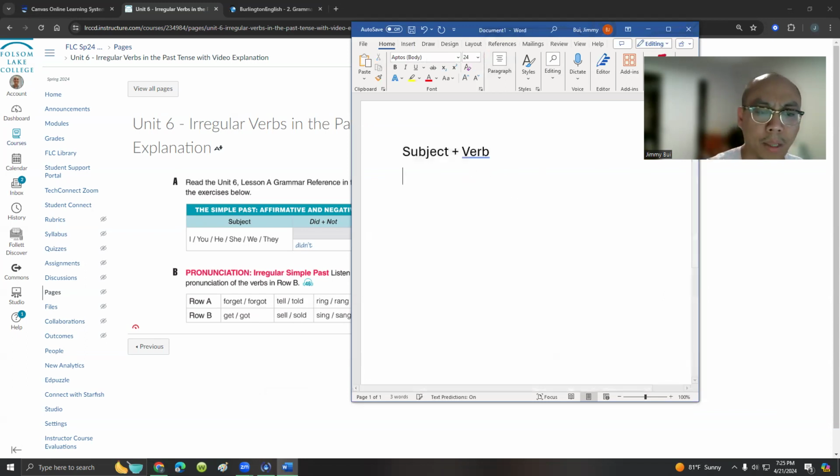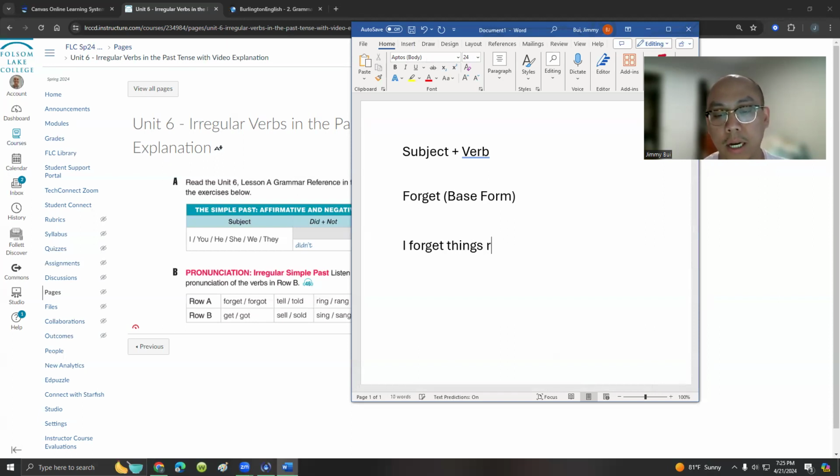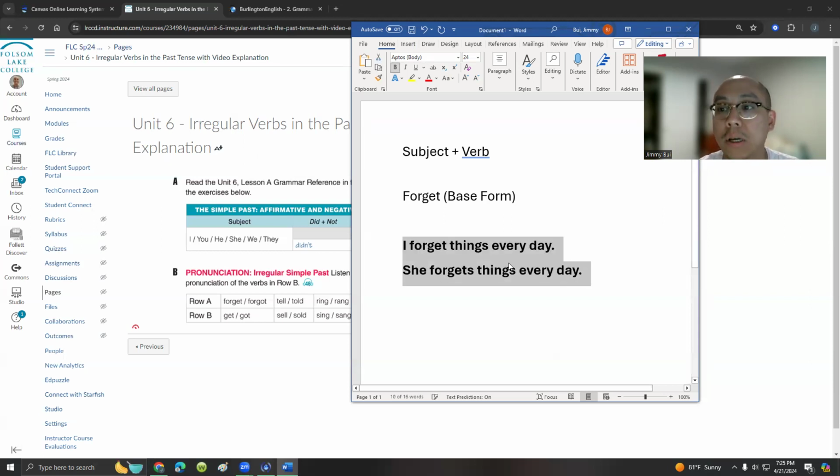Okay, when looking at row A here, forget, forgot, forget is the base form of the verb. And we use the base form in simple present. So I forget things every day. She forgets things every day, right? So this here is an example of the simple present.